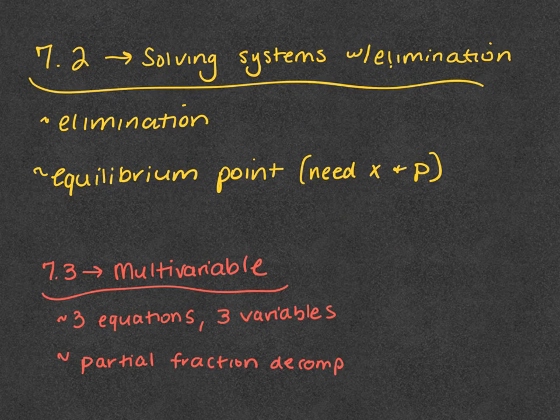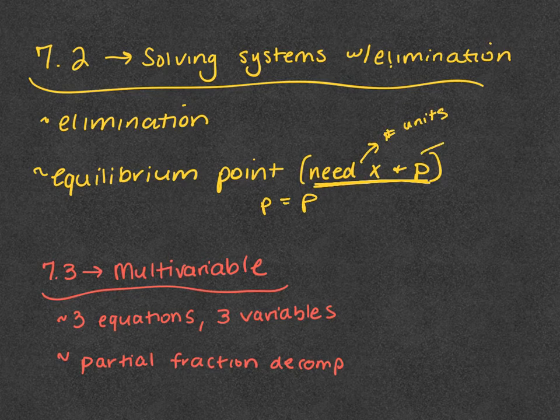7-2 was elimination, and we added in the equilibrium point. So remember, for equilibrium point, we set our revenue equal to our cost, and actually, they're both p-value. They both say p equals and p equals. You set them equal to each other. But for these, you need an x and a p. You need a number of units and a price per unit. So when it says equilibrium point, it is more than just the x values. You got to plug them back in and figure out what price to make it.